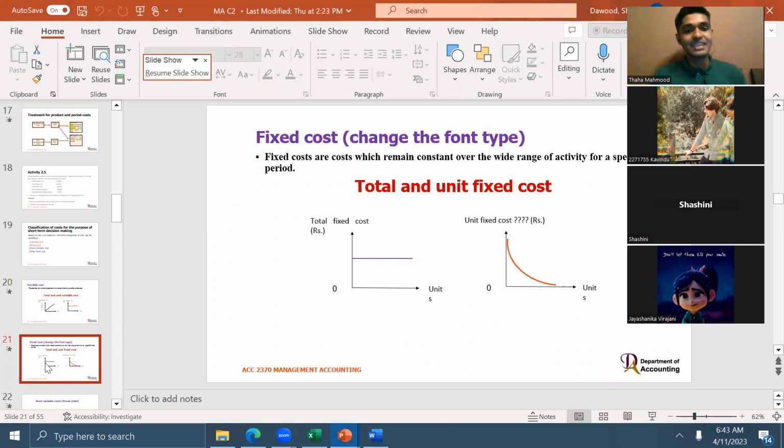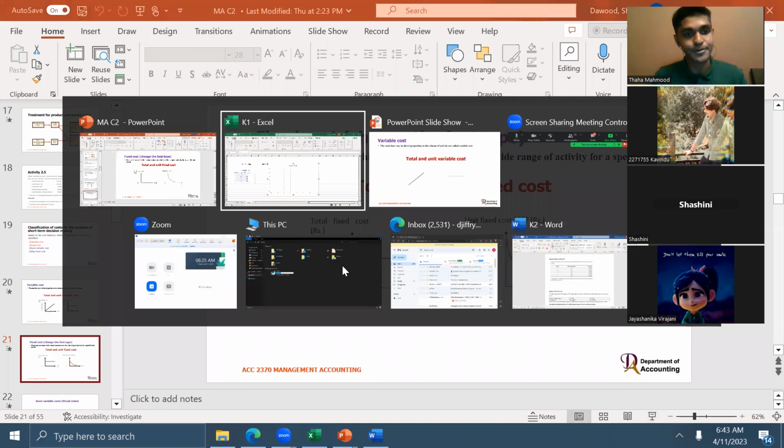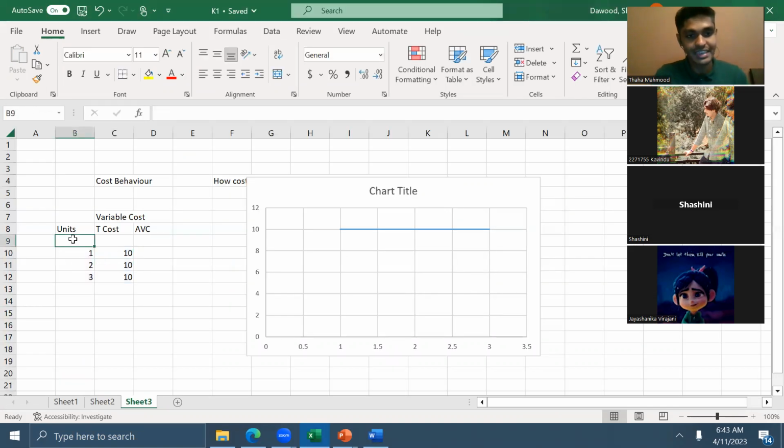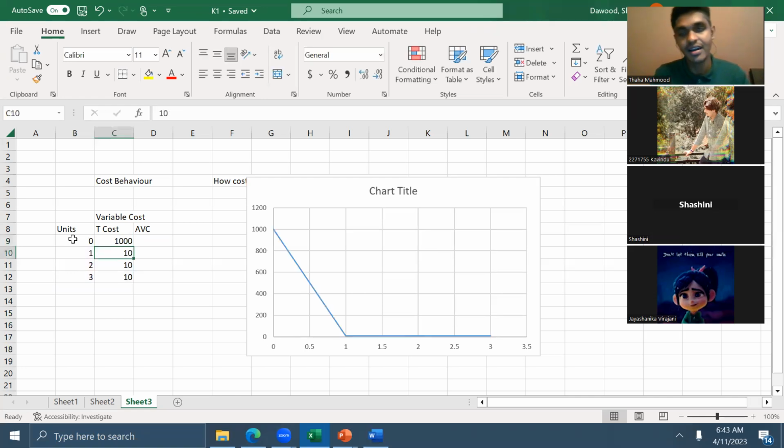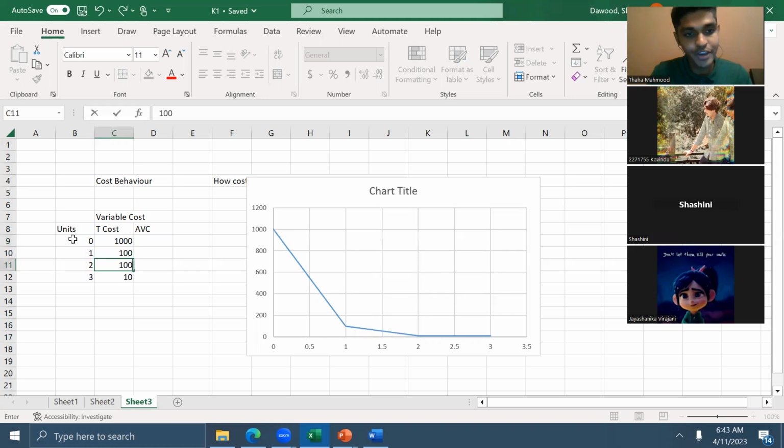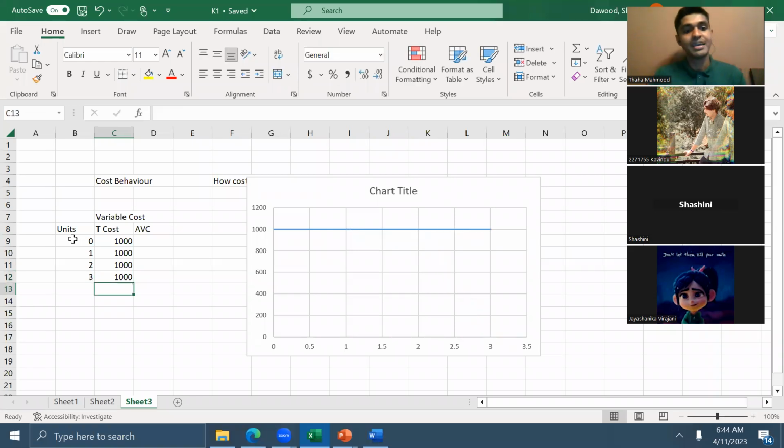And then the next one is fixed cost. Fixed cost means, like I said, the cost which does not vary with the level of output. So even when the output is 0, total fixed cost exists. Let's say factory rent. Even if we produce or do not produce, we have to pay factory rent. Regardless of how much you produce, total fixed cost remains the same.